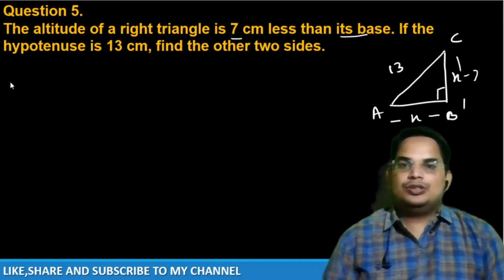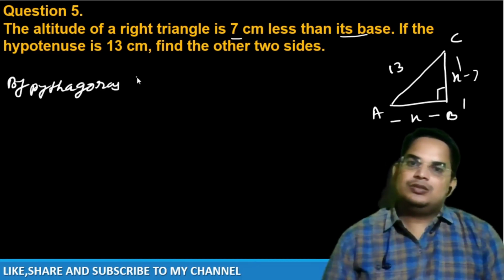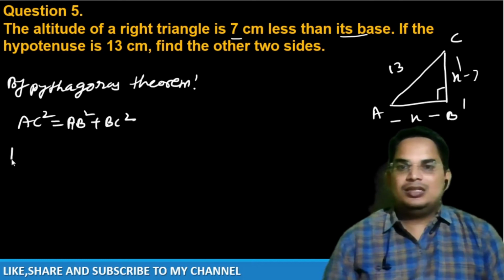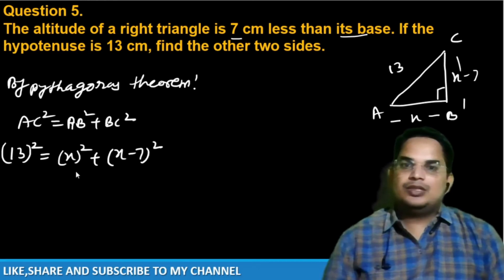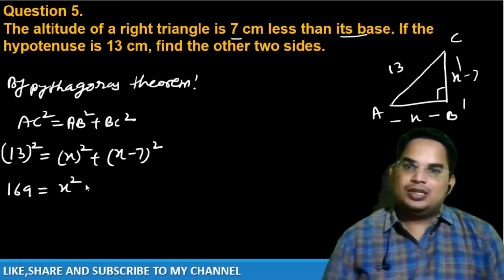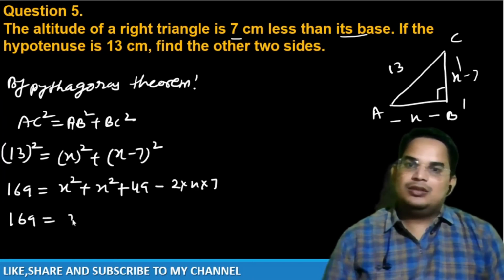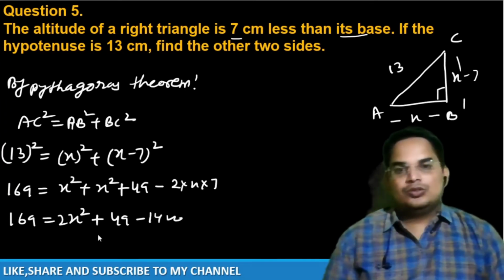So apply the Pythagoras theorem. According to the Pythagoras theorem, AC square is equal to AB square plus BC square. The value of AC is 13, so you will say 13 square is equal to x square plus (x minus 7) square. 13 square becomes 169. This is the x square, with the x square plus 7 square becomes 49, and minus 2 into x into 7. So after this, this is the 169, this is 2x square plus 49 minus 2 sevens are 14x. So transfer all this term to this side.